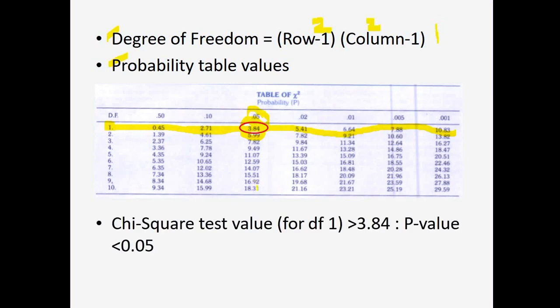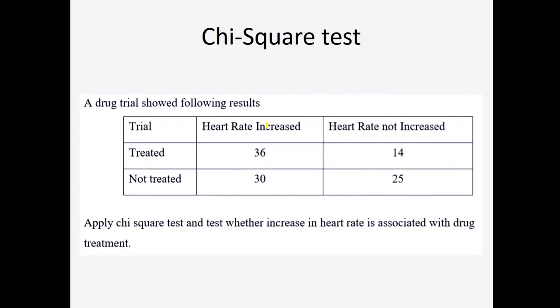When the chi-square value for degree of freedom 1 is greater than 3.84, then the p-value is going to be less than 0.05. So if you look here, when the chi-square value is increasing, the p-value is getting reduced. The p-value is nothing but the chance of committing an alpha error. Alpha error is nothing but rejecting the null hypothesis when it is true. You reject the null hypothesis and accept the alternate hypothesis.